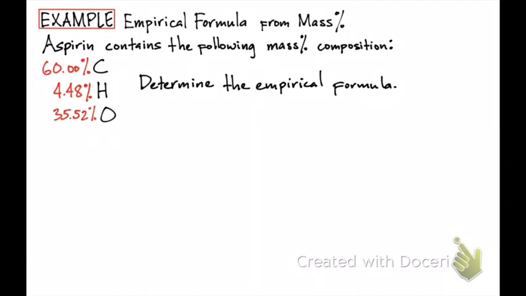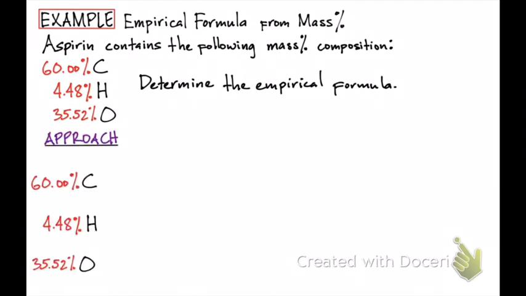There's more than one way to do this. One way is to convert the percentages into decimals, and you can consider that the mass. For example, if you have 60% carbon, you can convert that into 0.60 grams. And then for 4.48% hydrogen, you can convert that into 0.0448 grams, and so on and so forth. Or you can use the second method, which I will show you here.